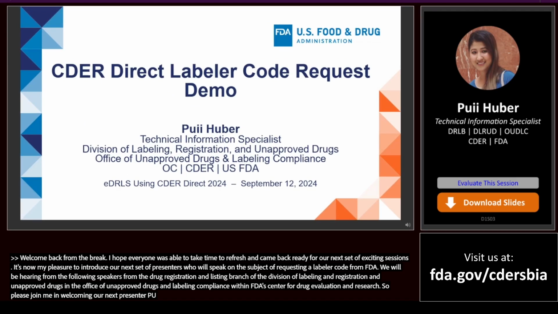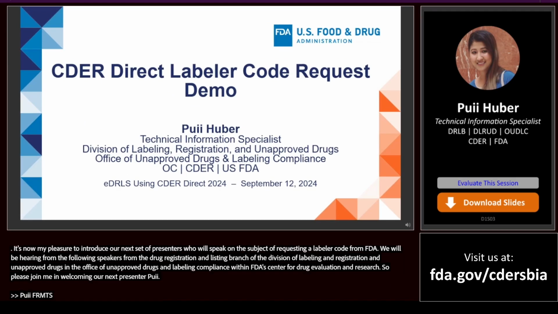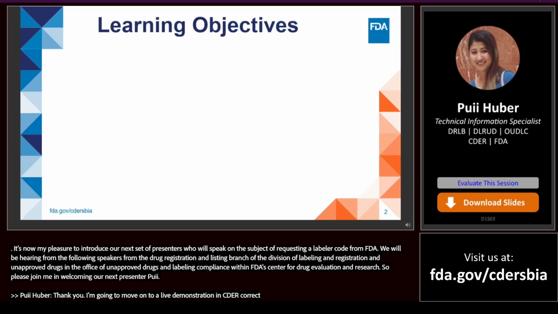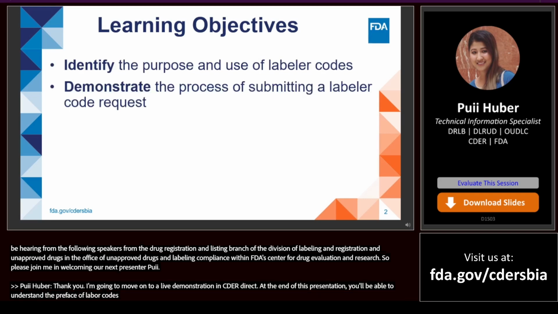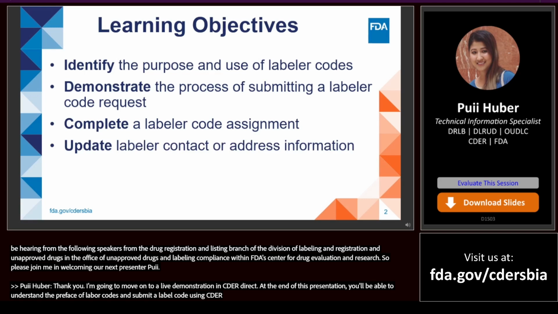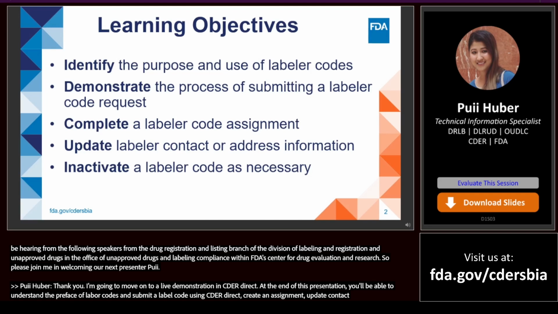My presentation focuses on the labeler code request process, starting with some key details and then moving on to a live demonstration in CDER Direct. By the end of this presentation, you'll be able to understand the purpose of labeler codes, submit a labeler code request using CDER Direct, complete a labeler code assignment, update a contact or address details, and inactivate a labeler code if needed.